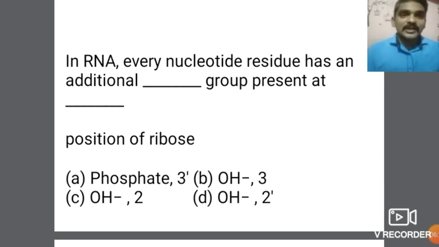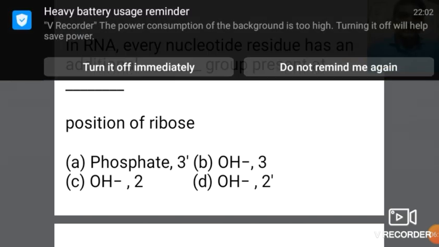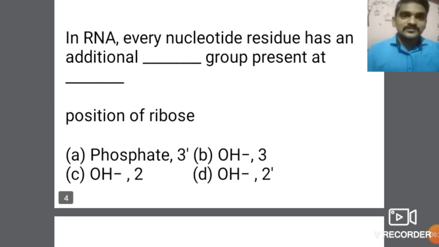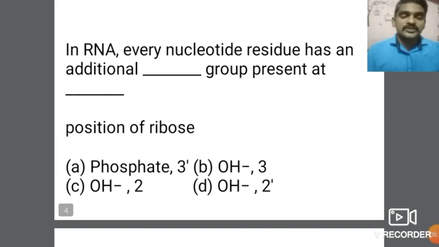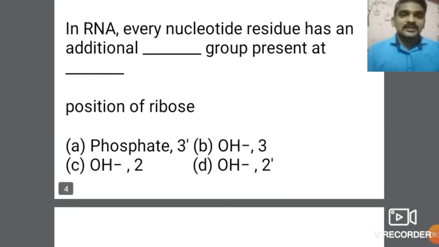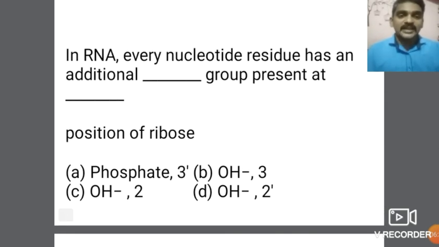So in RNA you will have some additional group. What is that additional group? You can see the options, whether it is a phosphate group or a hydroxyl group, in the third position or second position. You can see in C and D options they have denoted 2 prime, whereas here they didn't say prime, they just denoted 2. So we should not go for that. Always the positions will be denoted like 2 prime, 3 prime or 5 prime. So what will be the answer?